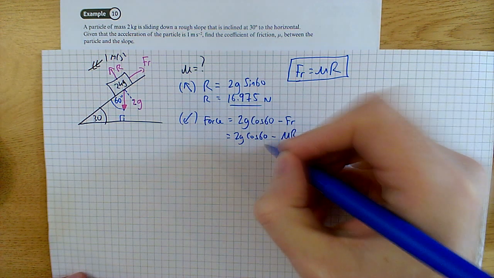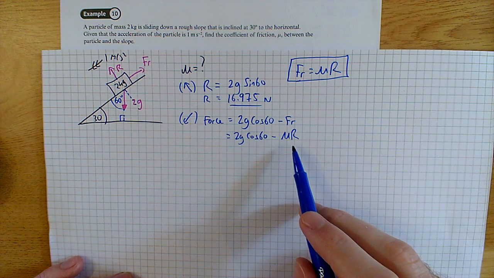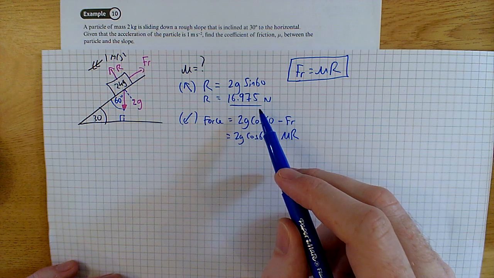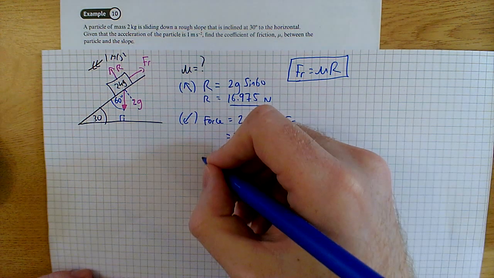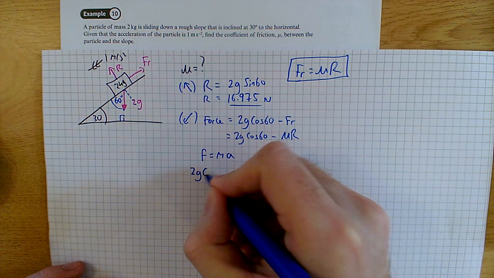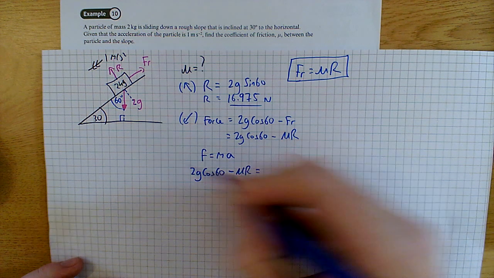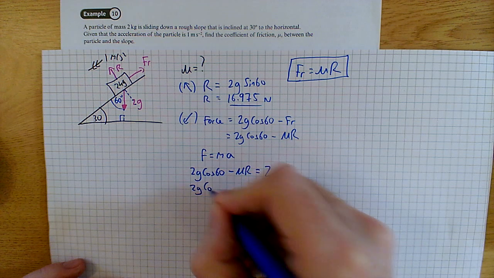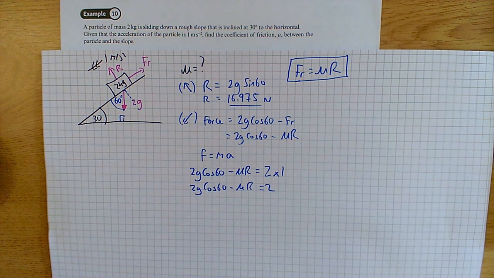So I've got both. I've got the R, I can substitute that in, but I've not got the mu. So actually what I'll do is I'll leave it for now and we'll put the R in our final calculation. Rather than carrying around 16.975, I'll just leave it as an R, but bear in mind I know what that is. So then we can do F equals ma. Right, we've got the 2g cos 60 minus mu R, that's the force, is equal to the mass 2 times the acceleration, which is 1. So 2g cos 60 minus mu R is equal to 2.